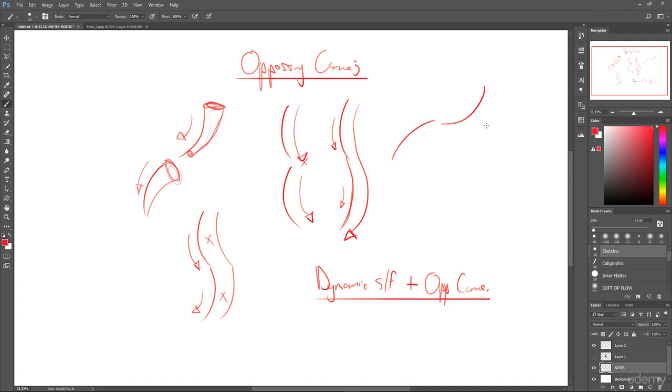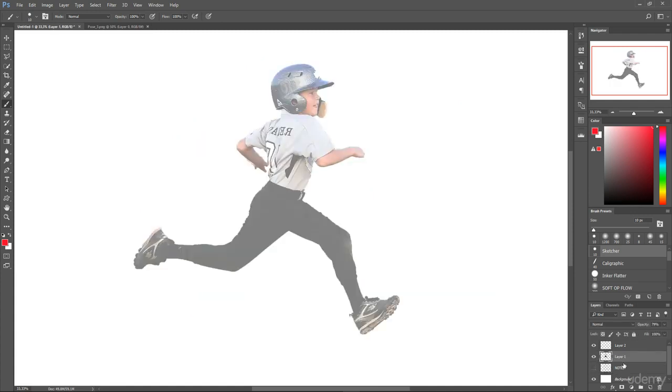So don't worry about that for now. Opposing curves, really: if something curves one way, the next piece of it should curve the other way. Now, when we get to bringing these theories into character drawing, I've got a stock photo here of a little baseball player, and we're going to draw over him so that you can see how these opposing curves work, as well as how the dynamic shape works, both in the shape of his gesture and the forms of his gesture. Okay, so let's get right into it.